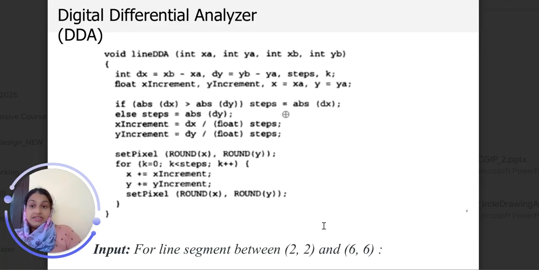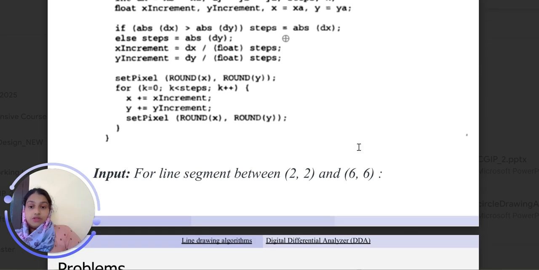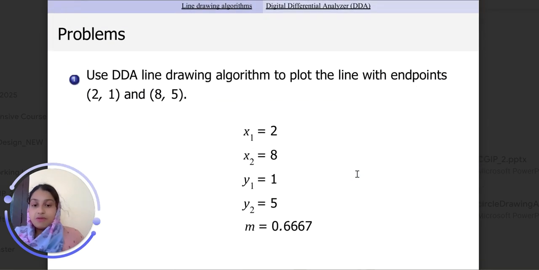That is the code for it, and here I am giving input of line between 2, 2 and 6, 6. Then the problem we will be discussing in the next video. So then, bye bye.